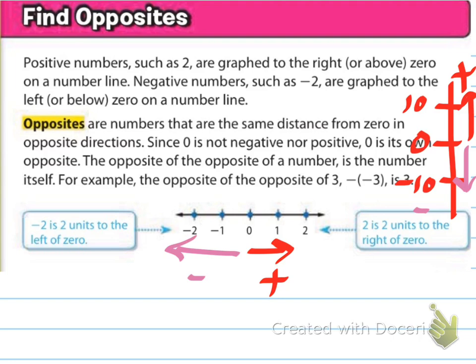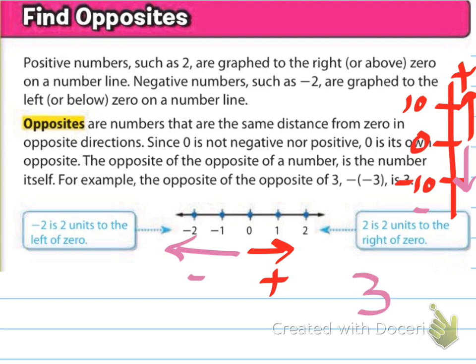Opposites are numbers that are the same distance from 0 in the opposite direction. So since 0 is not a negative nor a positive, 0 is its own opposite, okay? The opposite of a number is the number itself. So, for example, the opposite of 3 would be -3, but the opposite of that would be +3. Does that make sense? The opposite of the opposite, like anybody talks like that, right? The opposite of the opposite.